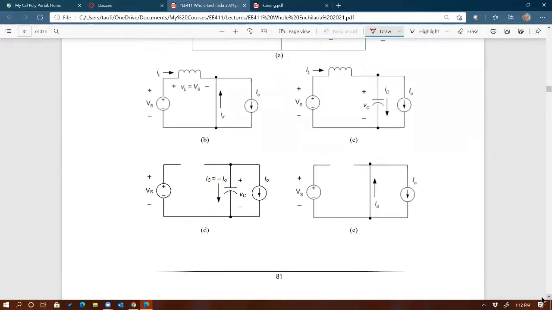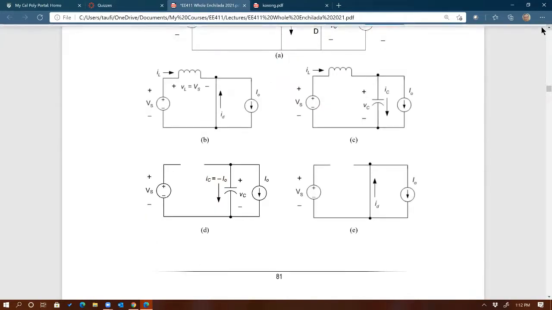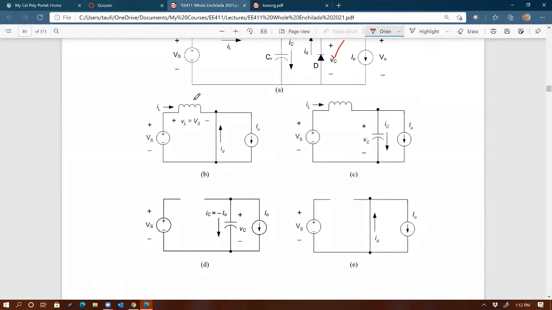These are the pictures for each single state. The first one right there is when the switch is on, diode is on. Here, switch is on, diode is off. Here, switch is off, diode is off. Here, switch is off, diode is on.